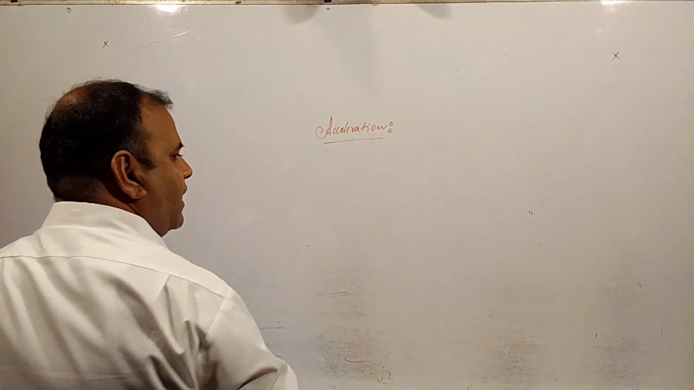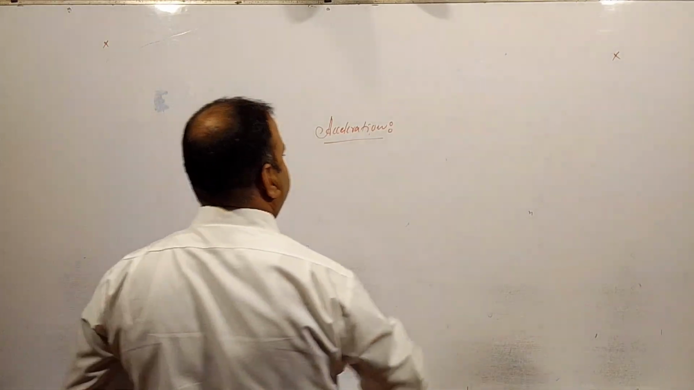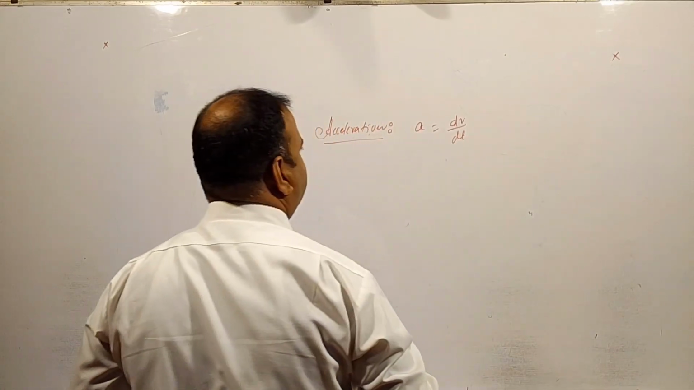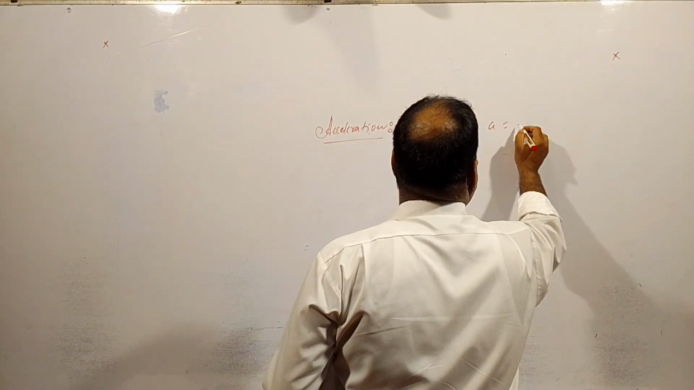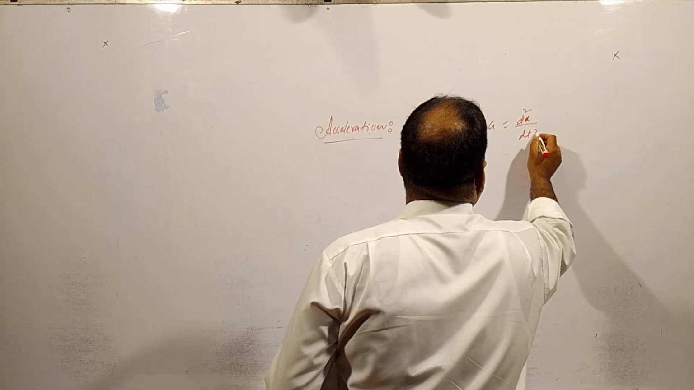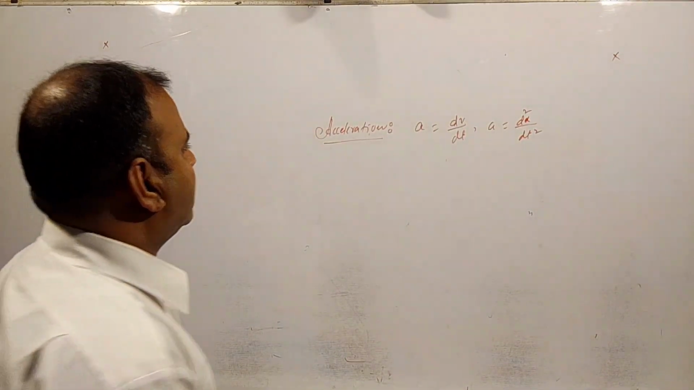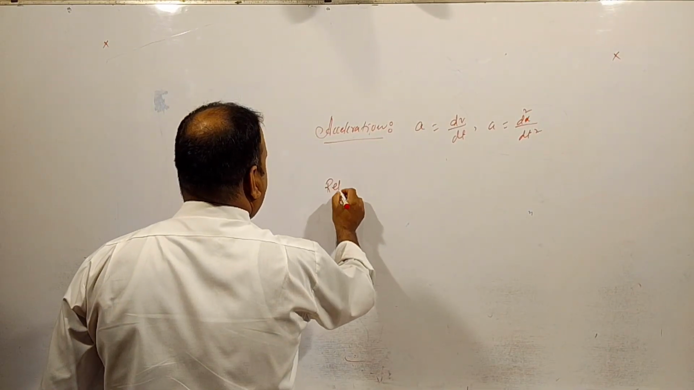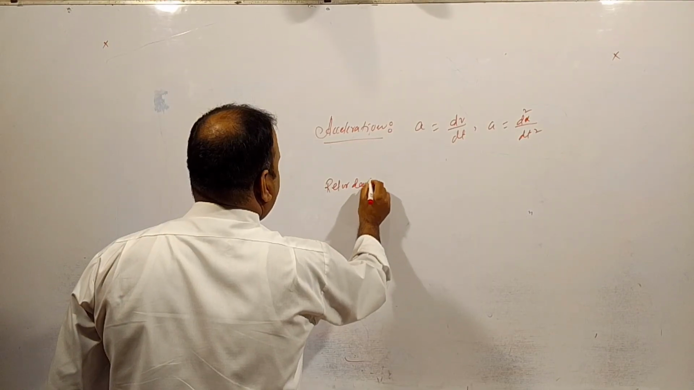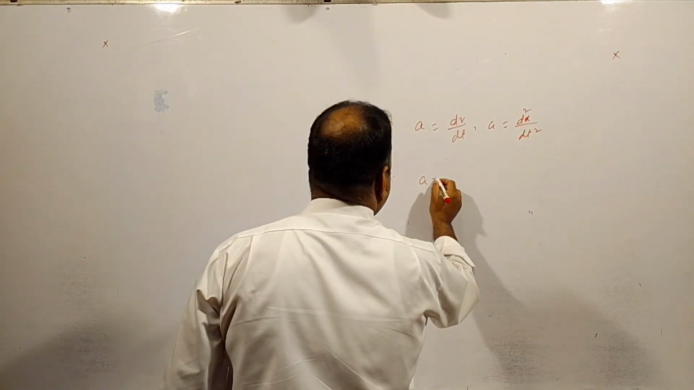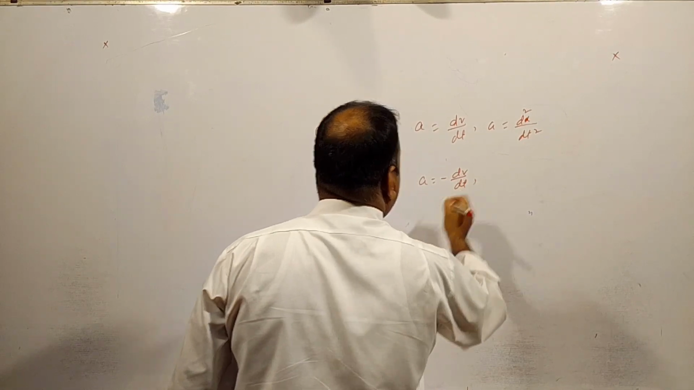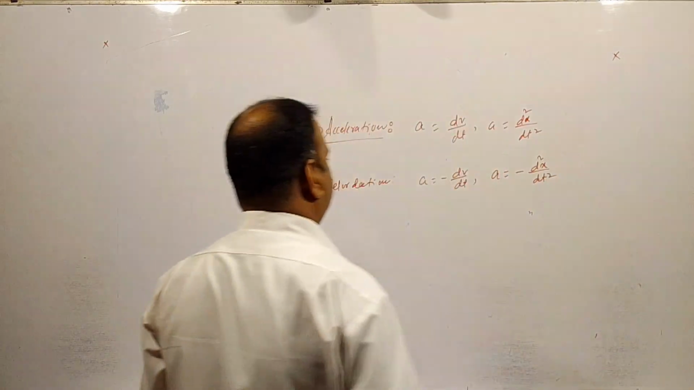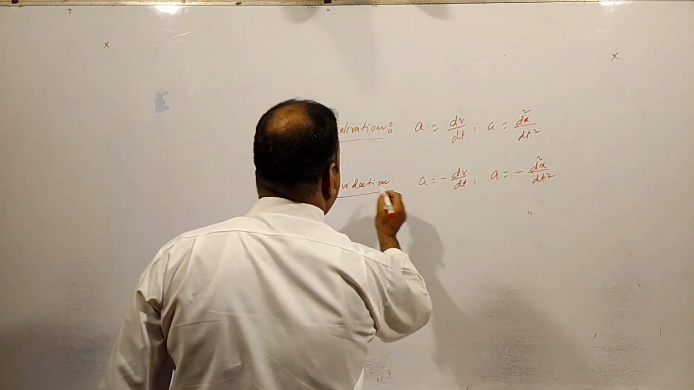Acceleration means, you remember, the double derivative of displacement. So acceleration A is equal to dv by dt. We can write A is equal to the double derivative d square x divided by dt square. In case of retardation, that means deceleration, A is equal to minus dv by dt, and here A is equal to minus d square x divided by dt square. So this is acceleration and this is retardation.